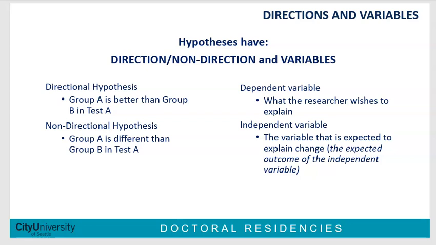You also have variables. You have what's known as a dependent and independent variable. So the dependent variable is what you wish to explain, whereas the independent variable is the variable that's expected to explain the change. Okay, independent and dependent variables. Very important concepts within quantitative methodology.